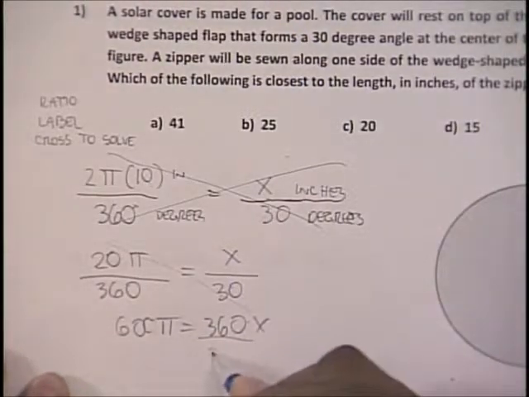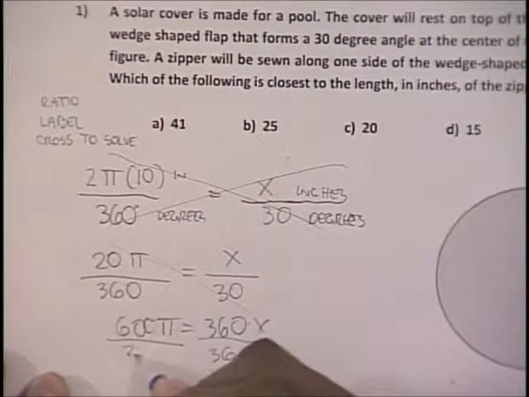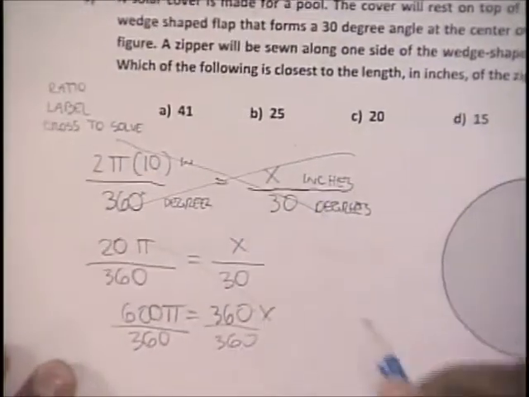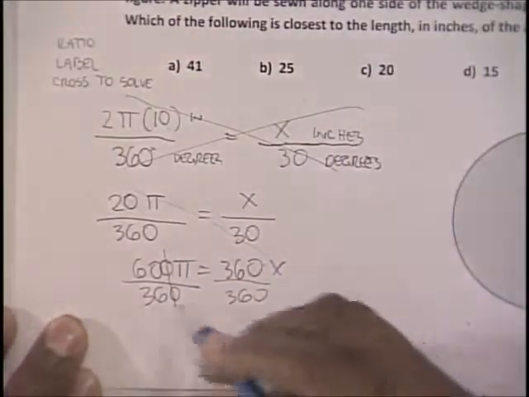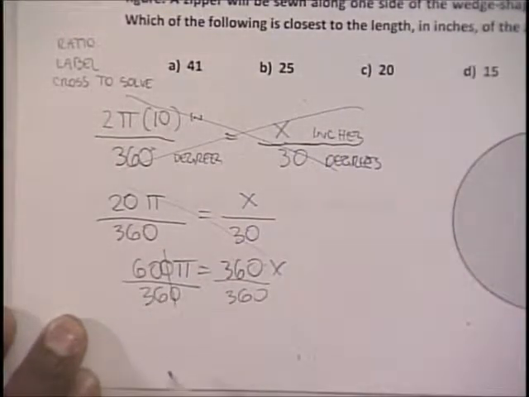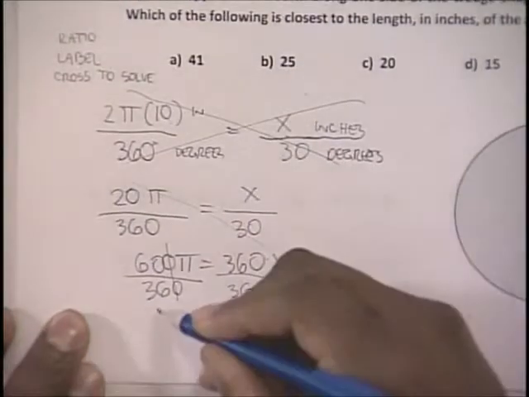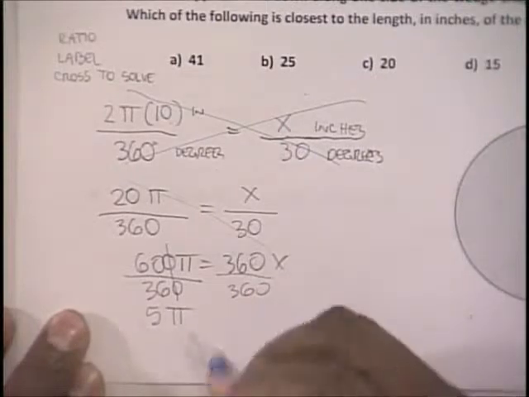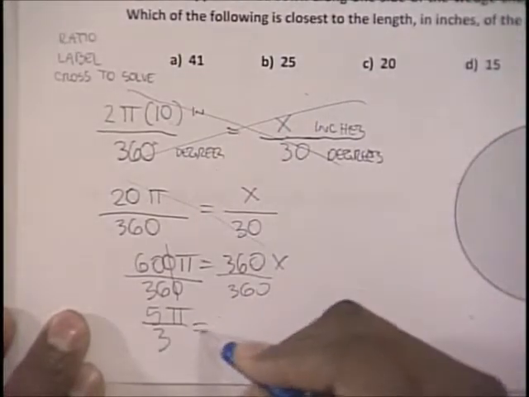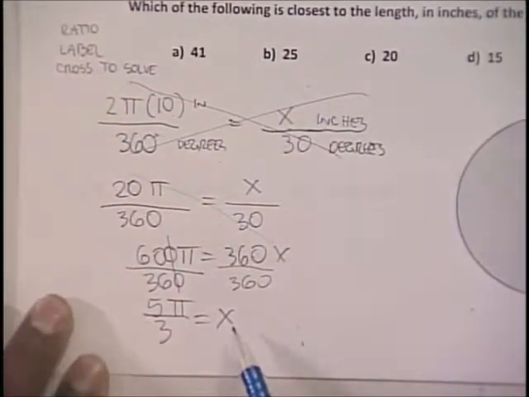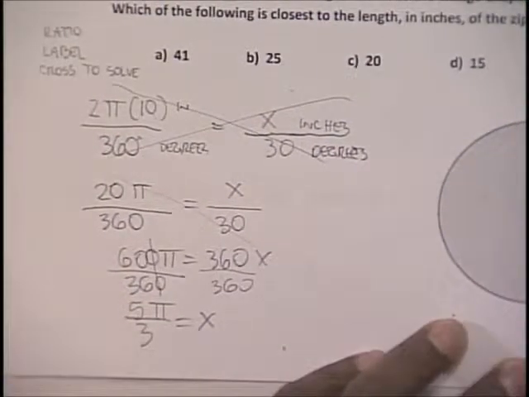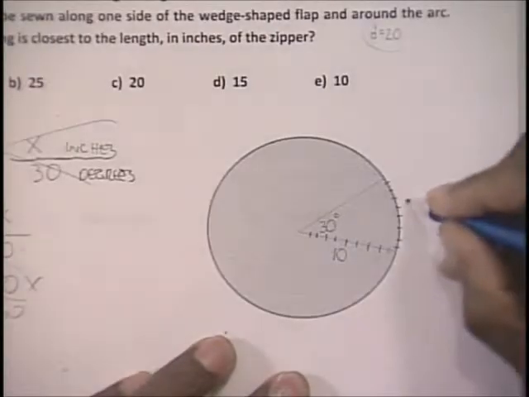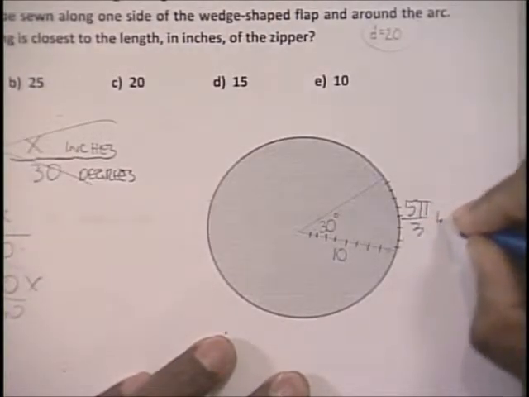You're going to divide by 360 on both sides. The zeros here cancel. Each of these is divisible by 6, and each of these is divisible by 12. So you get 5 pi over 3. So x is equal to 5 pi over 3, in inches. So this length here is 5 pi over 3 inches.